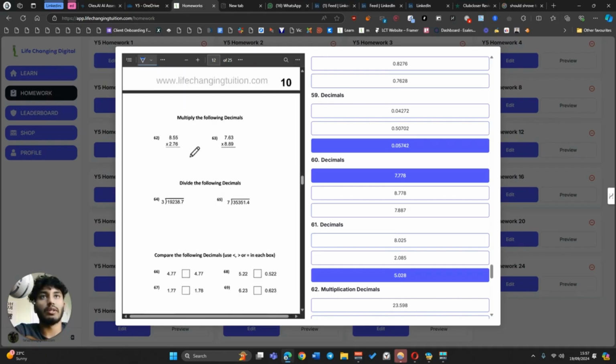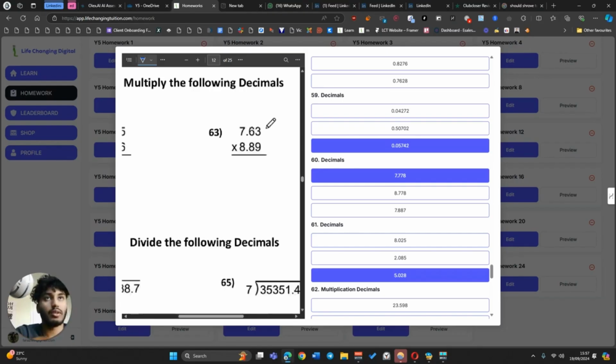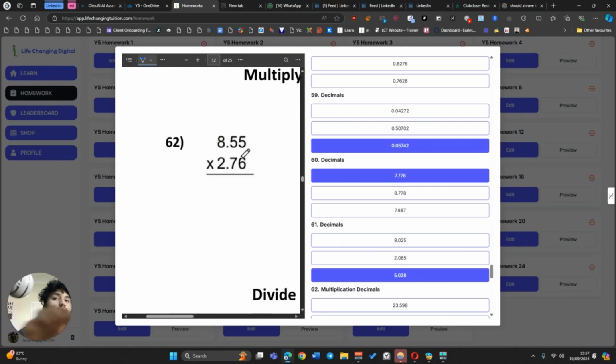Now we've got multiplying actual decimals rather than just by 10s and hundreds. So these ones are exactly the same as well. You multiply it normally, and what you do is you count how many numbers are behind the decimal point. So we've got 1, 2, 3, 4. So whatever final answer we've got, we have to have 4 numbers behind the decimal point for our final answer.